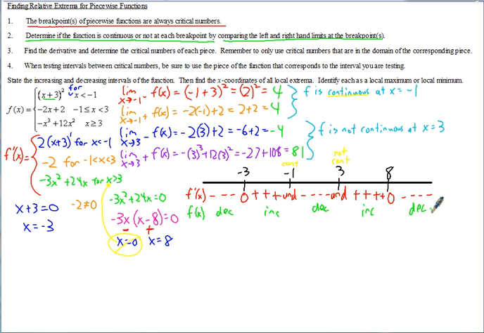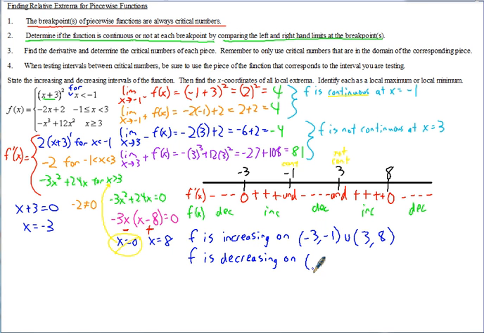And then let's write down our intervals when it's increasing. We can say f is increasing on -3 to -1, union with 3 to 8. And f is decreasing on negative infinity to -3, and we have -1 to 3, union with 8 to infinity.